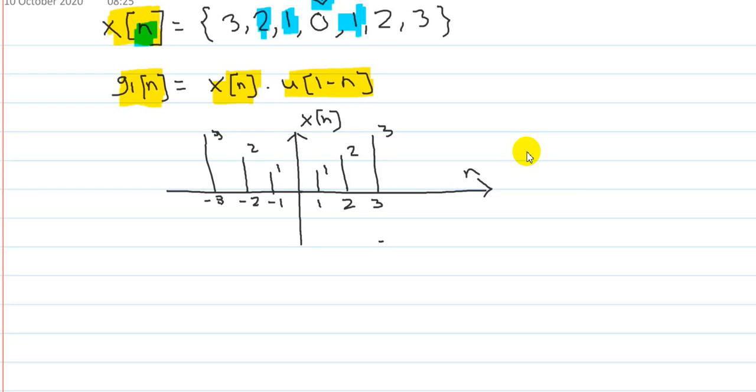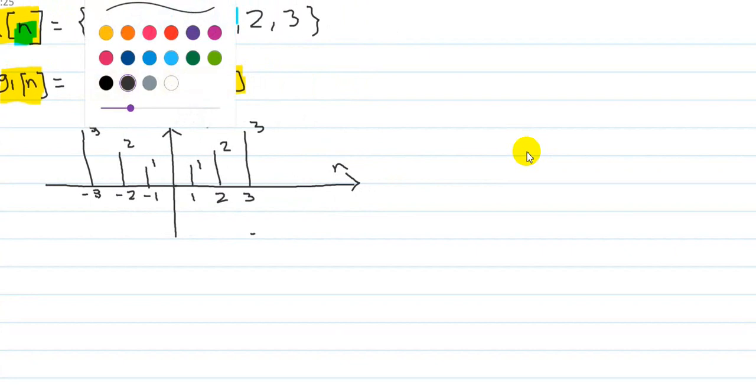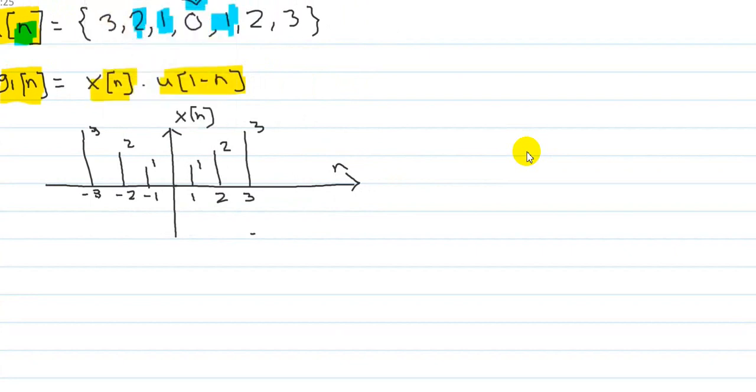Now, the next step is we need to plot the signal u of 1 minus n. So, let me plot it on the side here. Whenever we have a signal u of n, this is a unit step signal, and obviously we are talking about a discrete time signal, so it will be in discrete time. So u of n is the unit step signal.